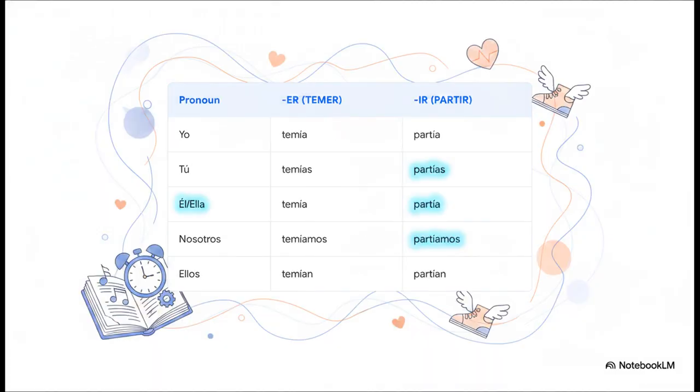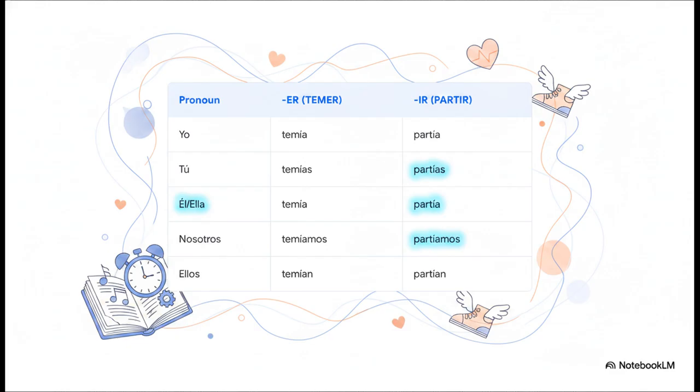Let's move along and see how this builds when we look at the other two types of verbs in Spanish, those ending in er, like temer, to fear, and ir, like partir, to leave. The absolutely great news here is that they share the exact same rhythmic pattern. It's all about that ia sound. Yo temía, tú temías, nosotros temíamos. And for partir, exactly the same thing. Yo partía, tú partías, nosotros partíamos.